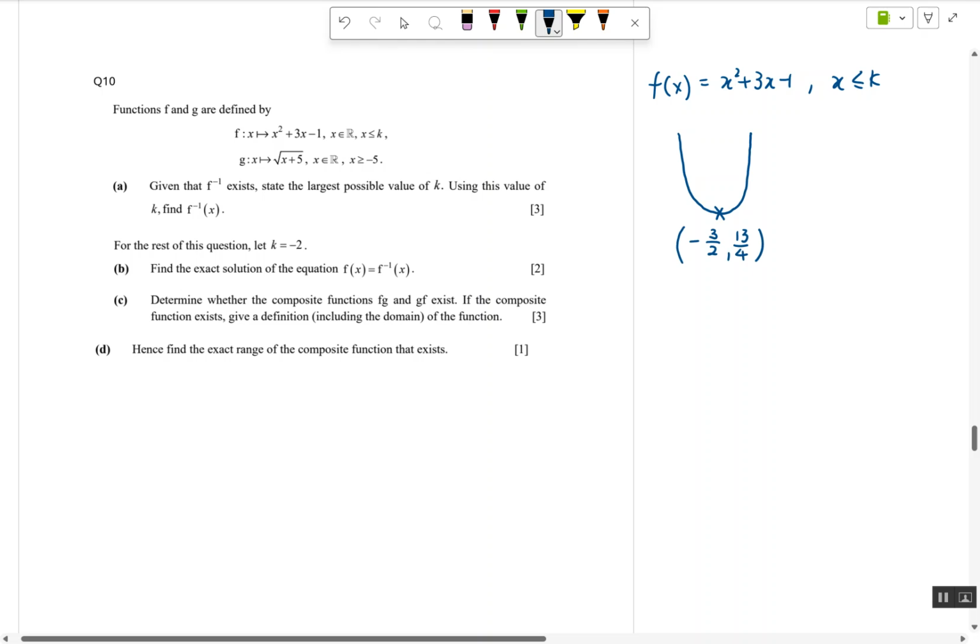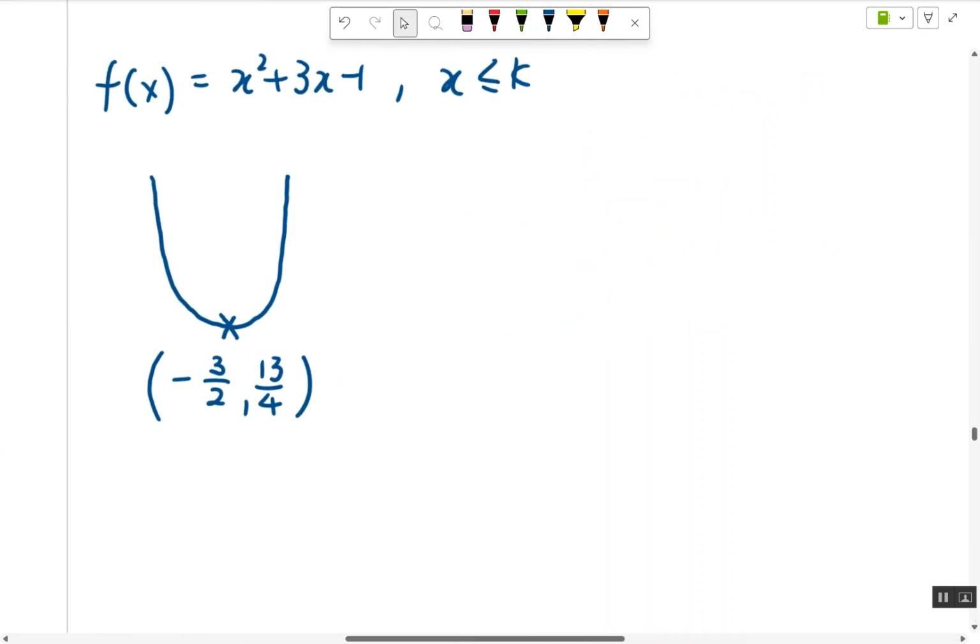The first thing, when you see a quadratic, you must know that you can use your graph to draw this out. Okay, that's fine. When will the graph be one-to-one? Or wait, can you see it's lesser than k? So it's which part? This part, right? So what is the biggest domain such that it can be one-to-one? x must be lesser than or equal to, we are looking at x, right, negative 3 over 2. So therefore, k is equal to negative 1.5.